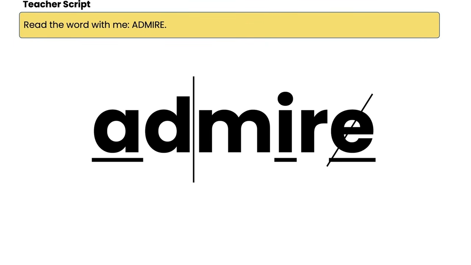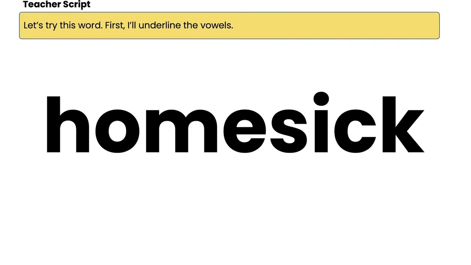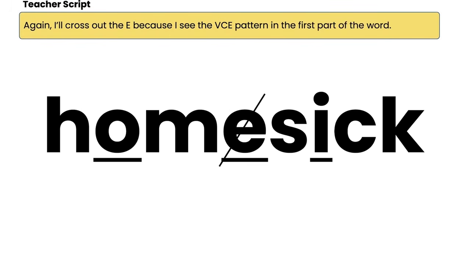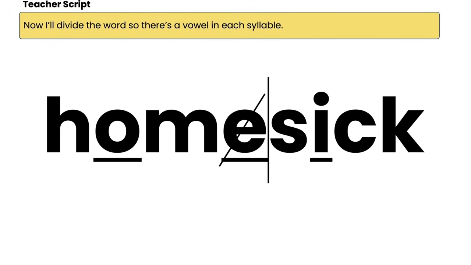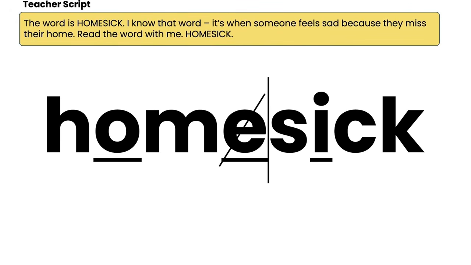Admire. Let's try this word. First, I'll underline the vowels. Again, I'll cross out that E because I see the VCE pattern in the first part of the word. Now I'll divide the word so there's a vowel in each syllable. The word is homesick. Homesick. I know that word. It's when someone feels sad because they miss their home. Read the word with me.